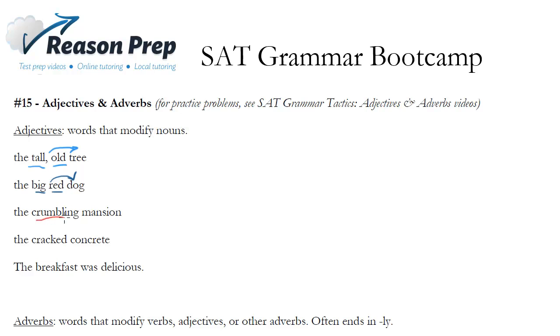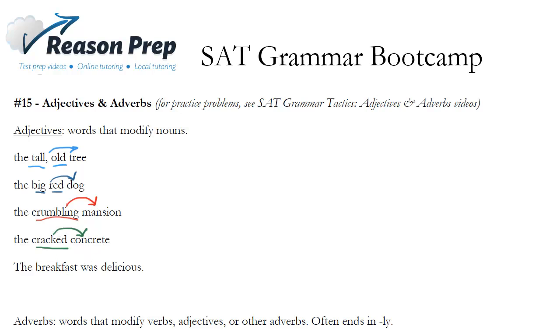The crumbling mansion. Notice crumbling is actually a verb form. This is a verbal. It's called a participle, and we'll talk more about this later. But it's acting as an adjective here, right? The crumbling mansion describes the mansion. Same thing with this, the cracked concrete. To crack is a verb, cracked is the past participle, and it can also be used as an adjective.